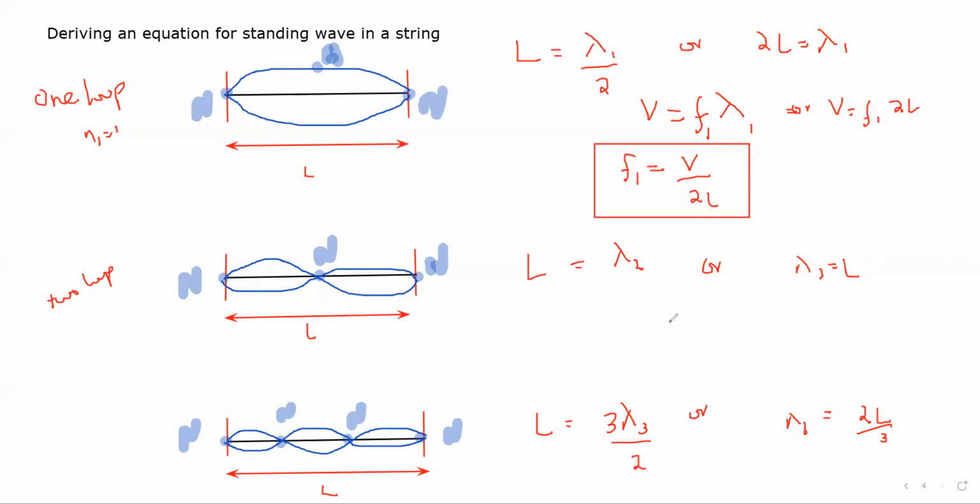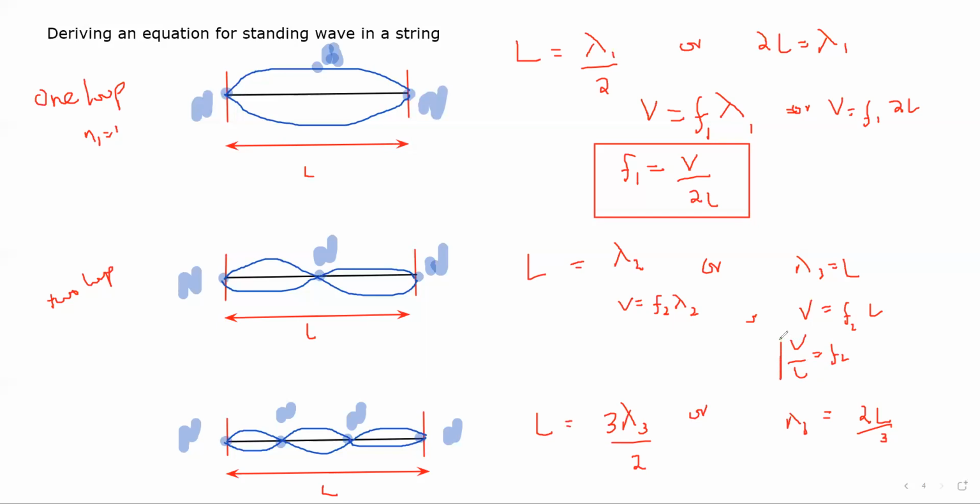And the second one, as we know, lambda 3 is L. So we have the formula V is equal to F lambda. So V is equal to F2 and lambda 2. F2 is the frequency and lambda 2 is the wavelength. So lambda 2 is equal to L. So in place of lambda 2 I can write L, or I can say V is equal to F2 into L, or I can say V divided by L is equal to F2.